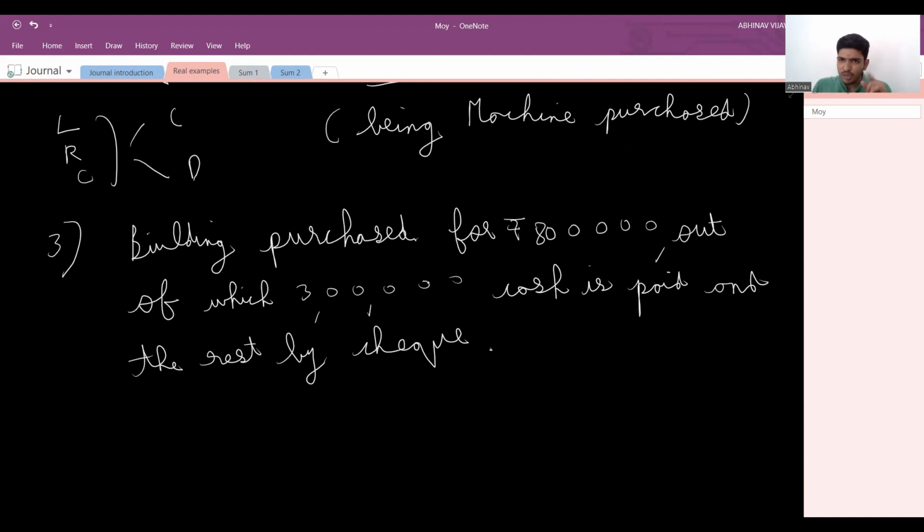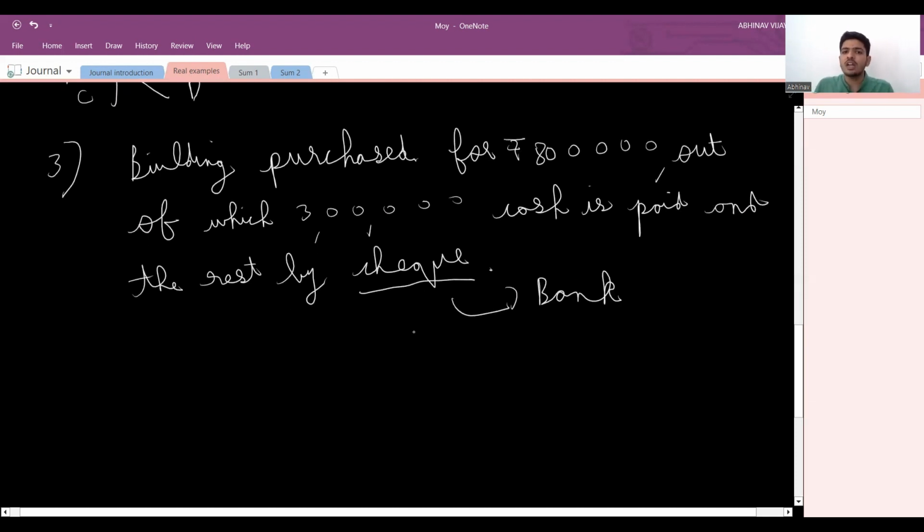Now, before starting, whenever you use the word check, it means by bank. That's it. You can't use the word check in your accounts, write bank. Replace check by the word bank whenever solving questions. That's all. Now, let's start.